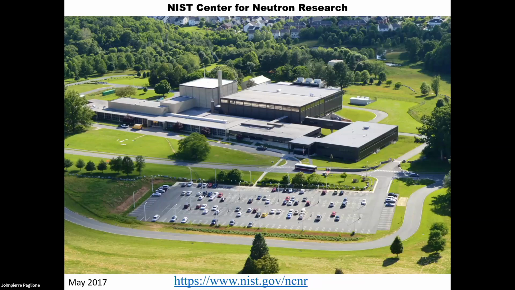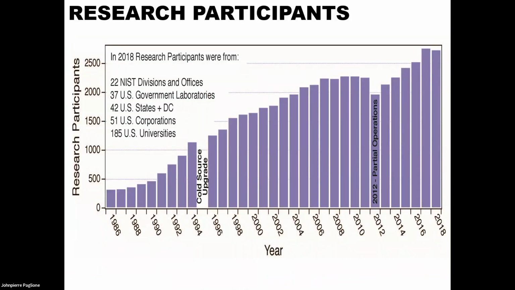Okay, so here's the NCNR that you'll go to tomorrow. Typically, we got our first guide hall started in 1987, finished officially in 1994 with a cold source upgrade, and you can see the number of users keeps going up, and then we got a second guide hall, and it keeps going up, and now before we were shut down, it's close to 3,000 per year.